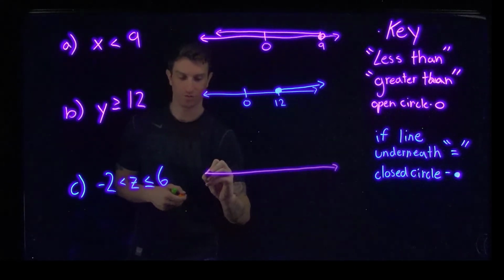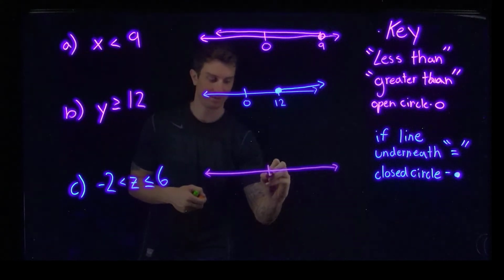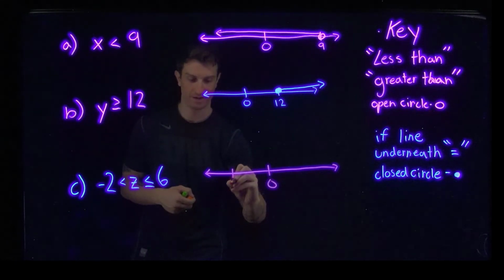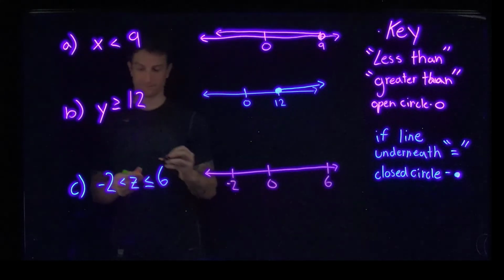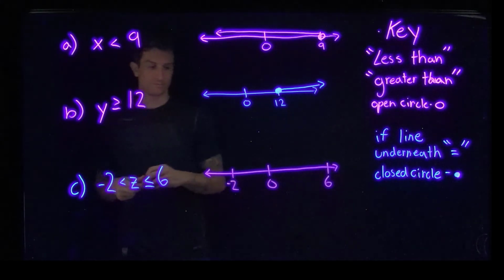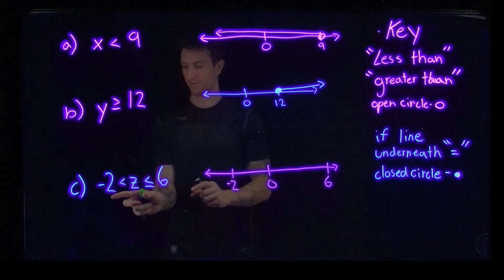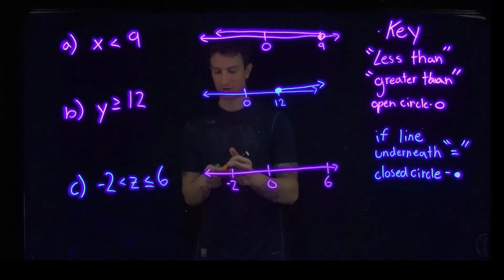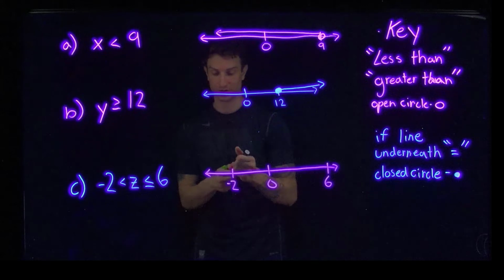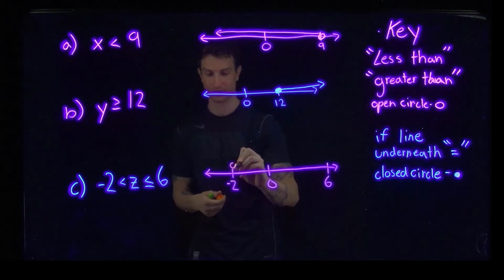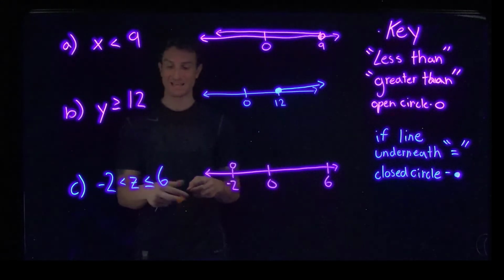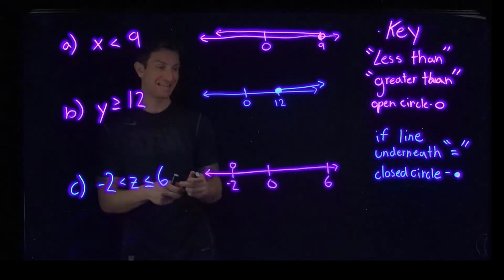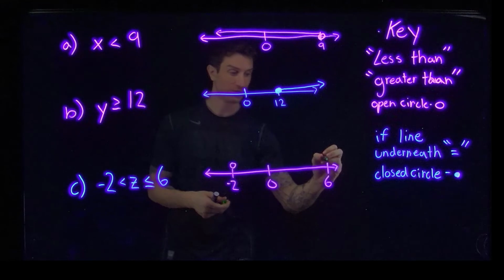We have z to evaluate, so we'll put a 0 here. We have a -2, and all the way over here we have a +6. So again, we have z is greater than -2. Notice there's no bar, so it's an open circle. I'm going to put the circles up here so we can see them a little bit more. And we have z is less than or equal to 6. Notice I said equals, so we get the closed circle.